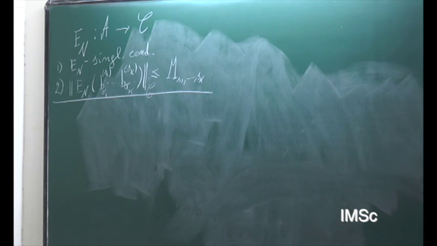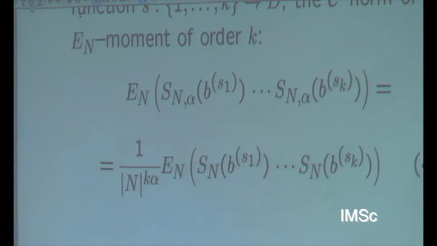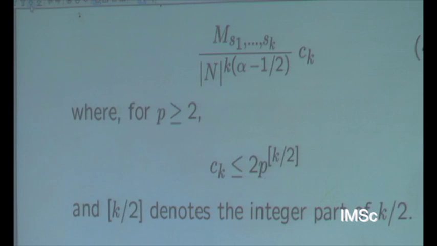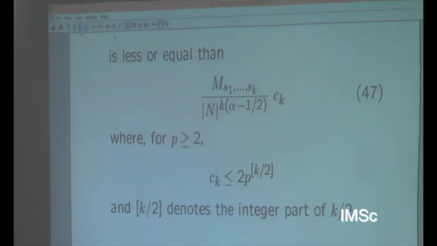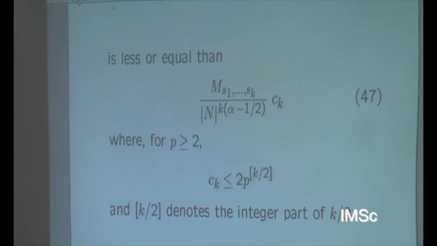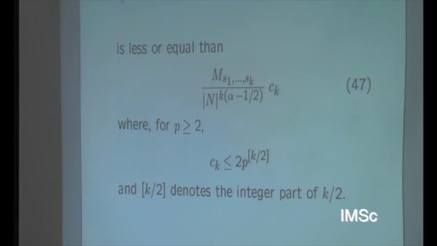I want to give you an idea of the proof. Remember, the proof has three statements. The first statement has to do with the case in which alpha is strictly greater than 1/2.